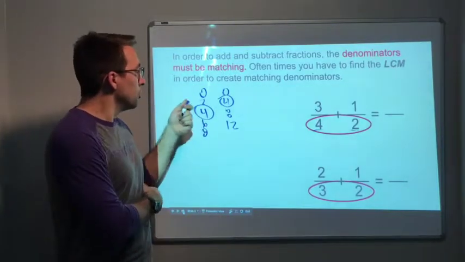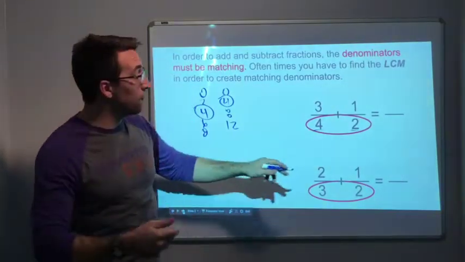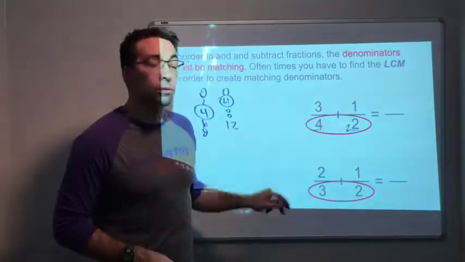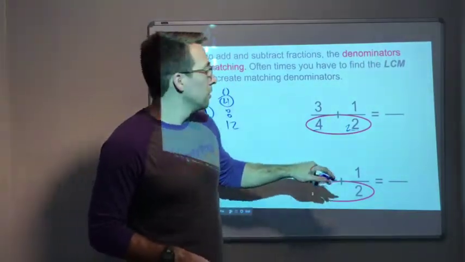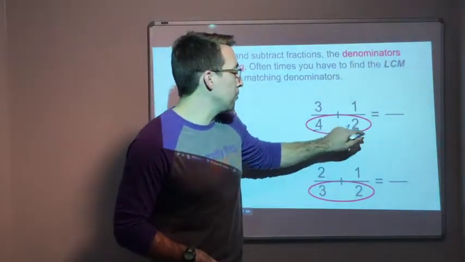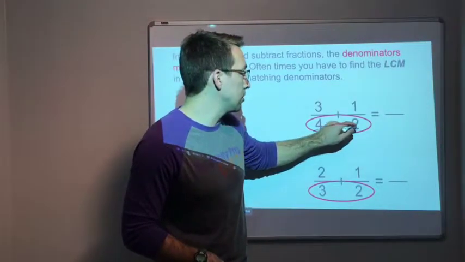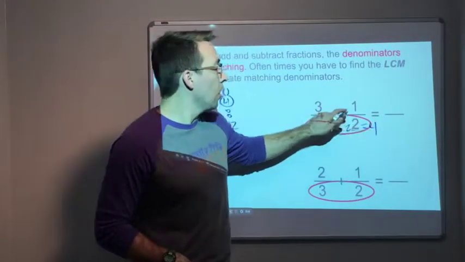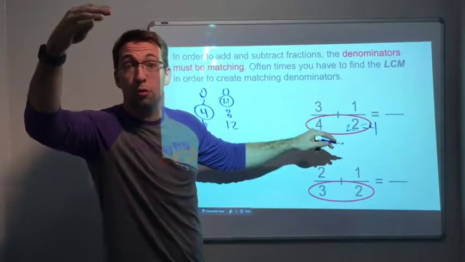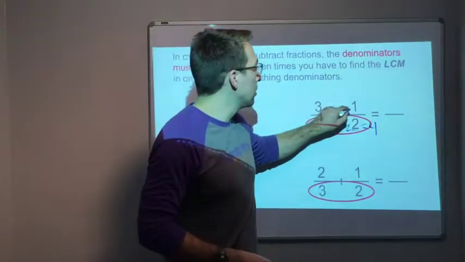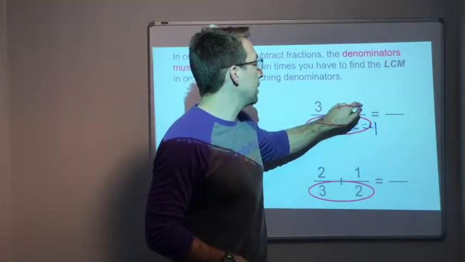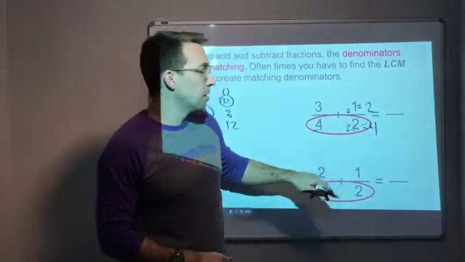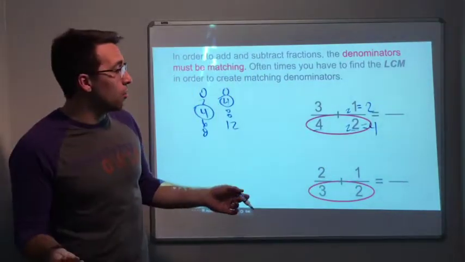Watch what I'm going to do. 2 times 2 is 4, right? So we can change that to 4. 2 times 2 equals 4. And then we have to do to the numerator what we do to the denominator. So 2 times 1 is what? It's 2. 1/2 equals 2 out of 4.